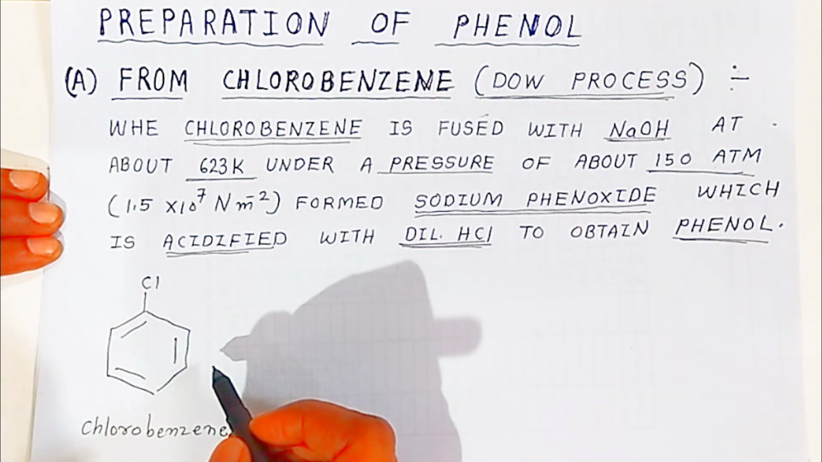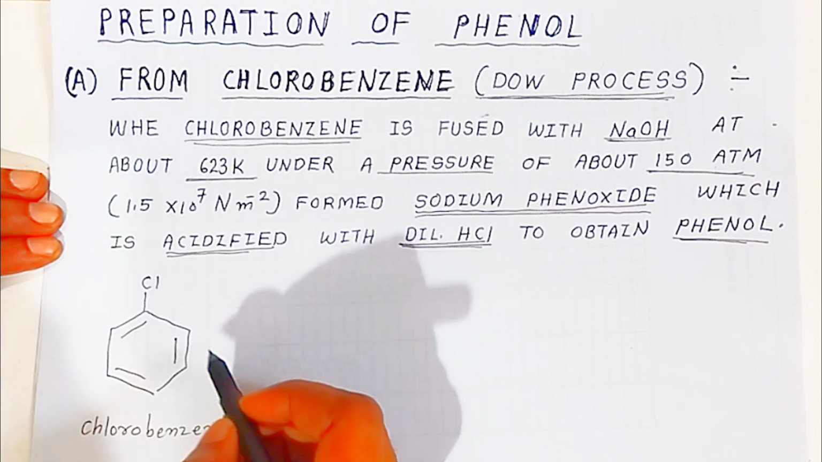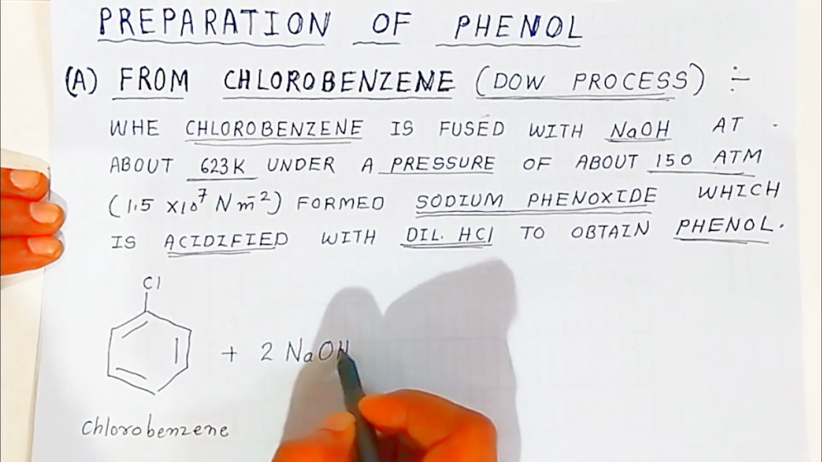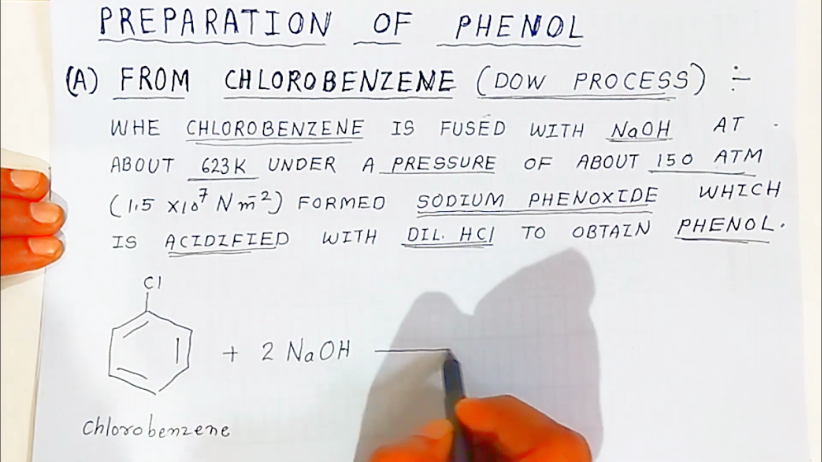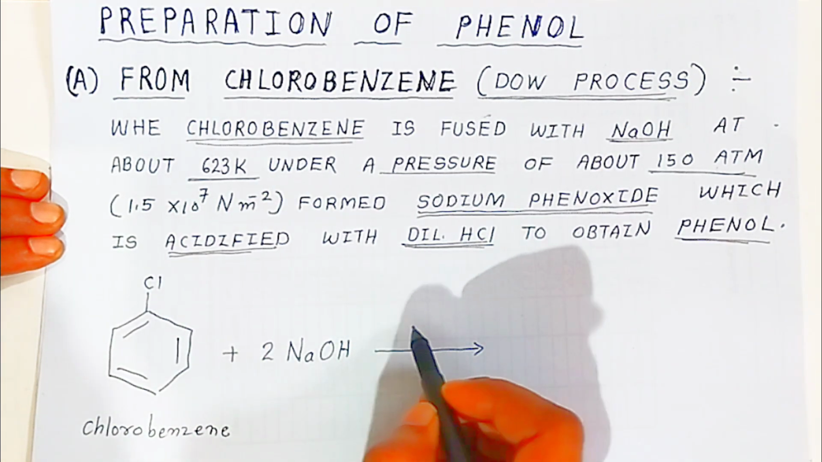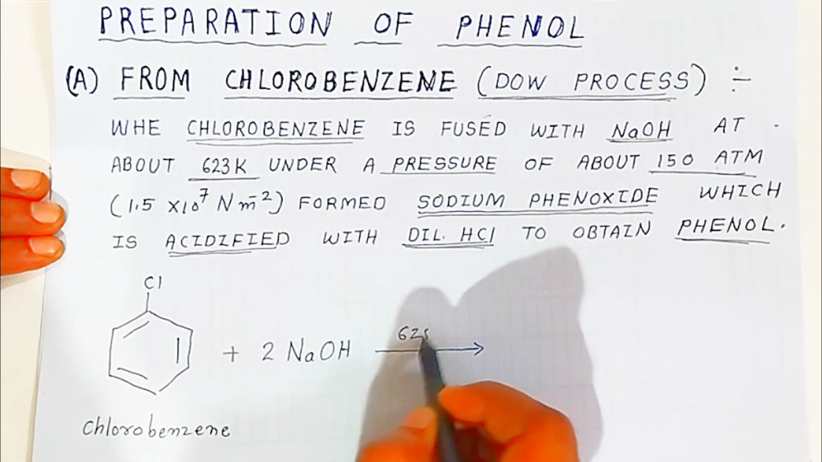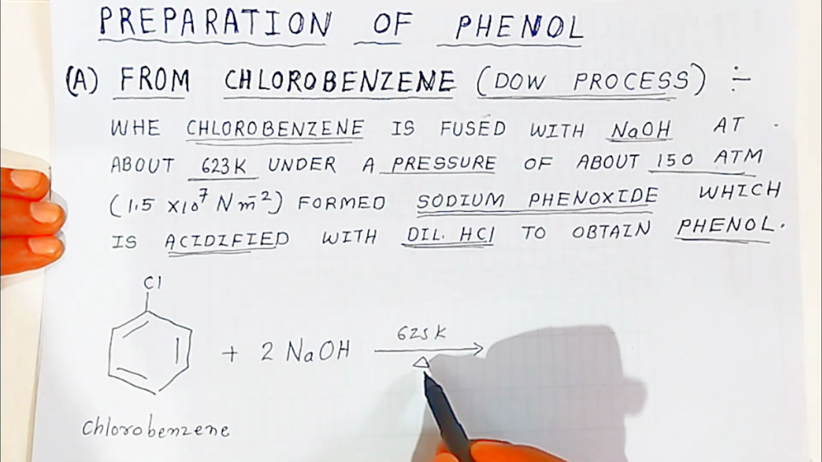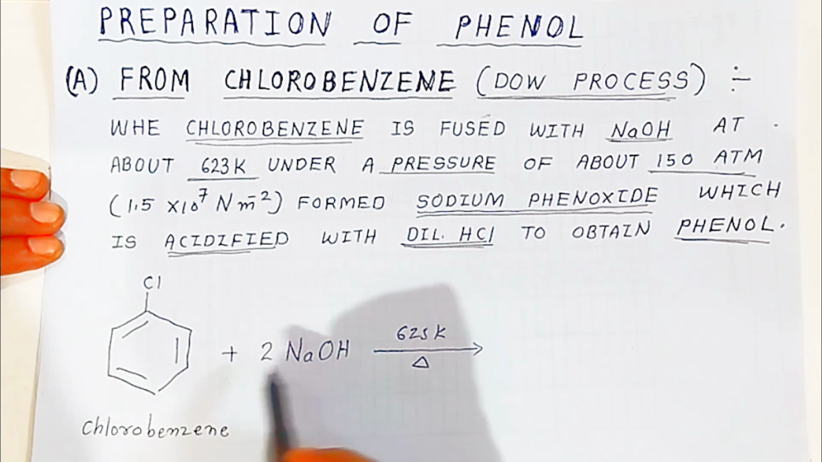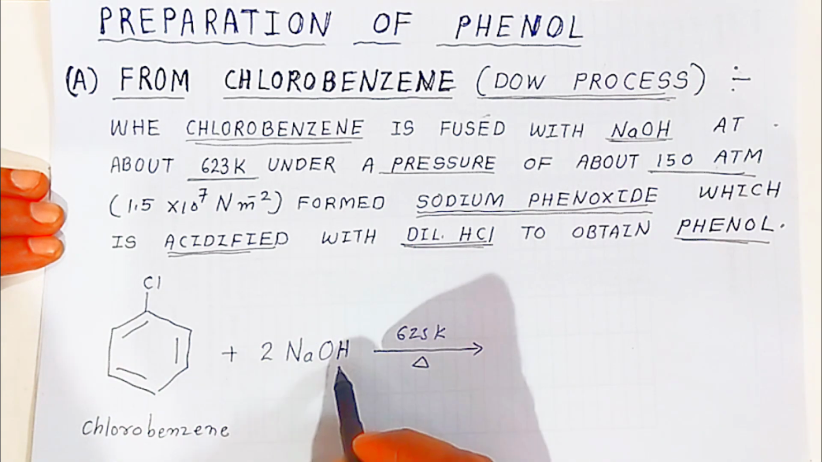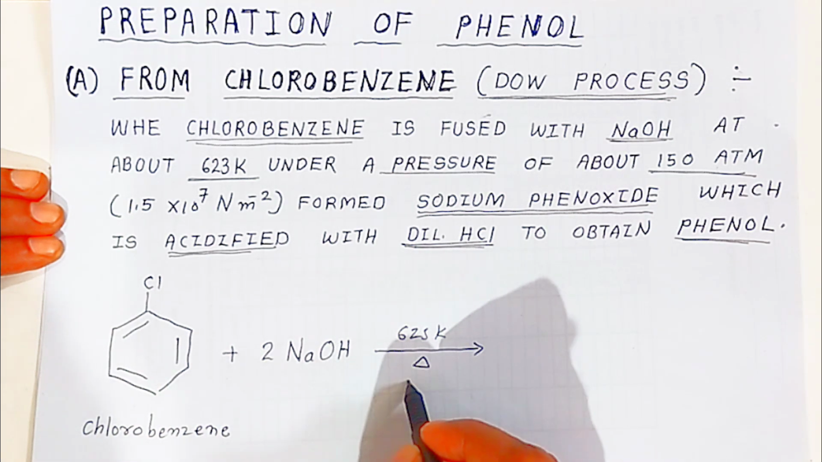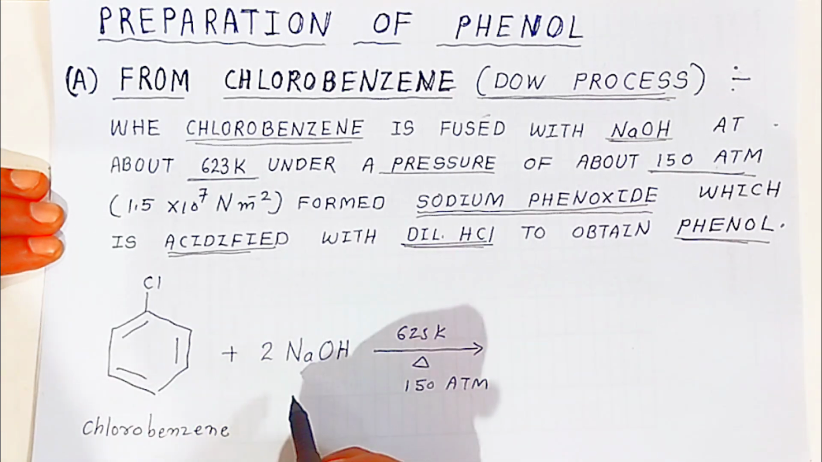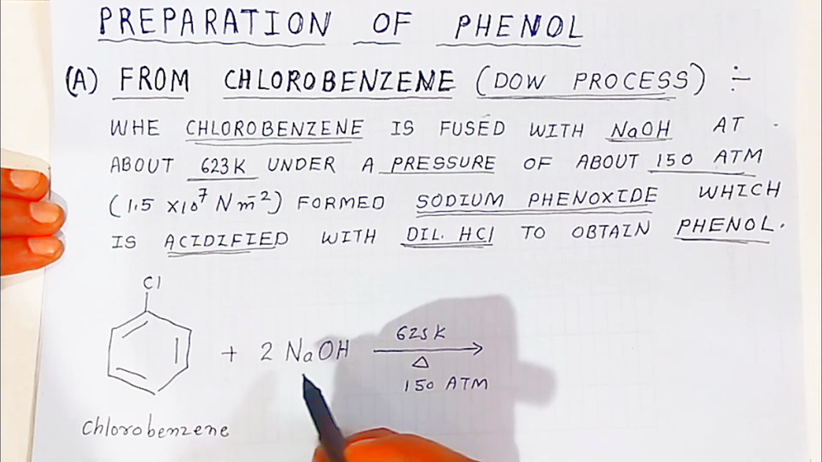So, students, this chlorobenzene is fused with NaOH. You have to heat it at 623 Kelvin, or you can put the symbol, triangle, which stands for heating. You heat this chlorobenzene with sodium hydroxide at a pressure of 150 atmospheres, written as 150 atm. Now what happens, students? It will form sodium phenoxide.